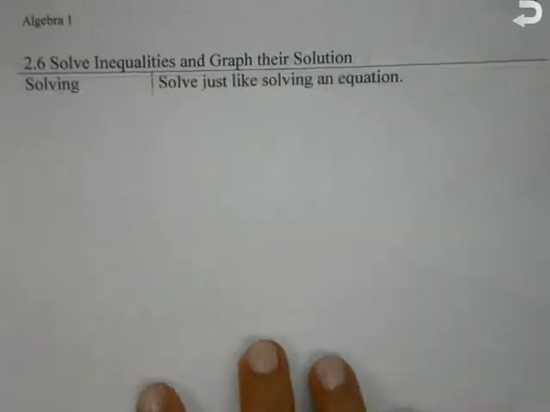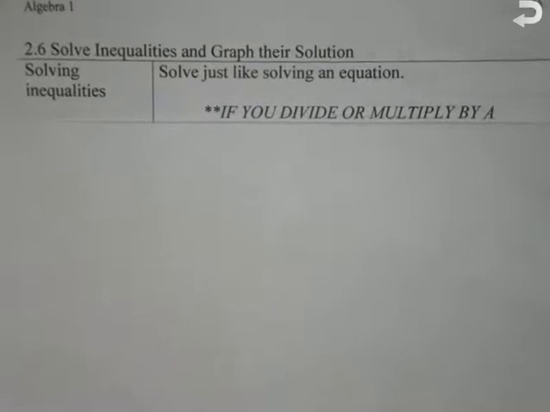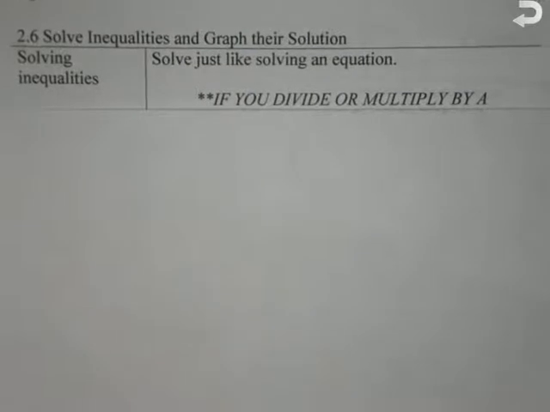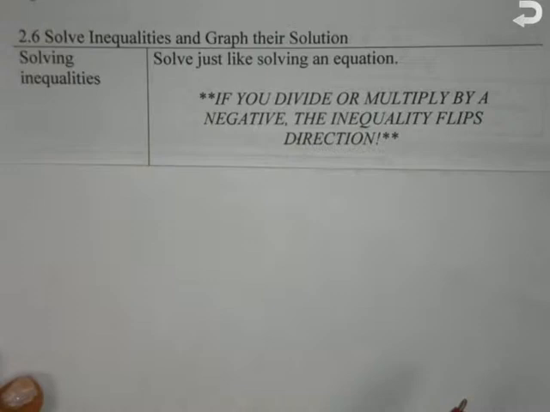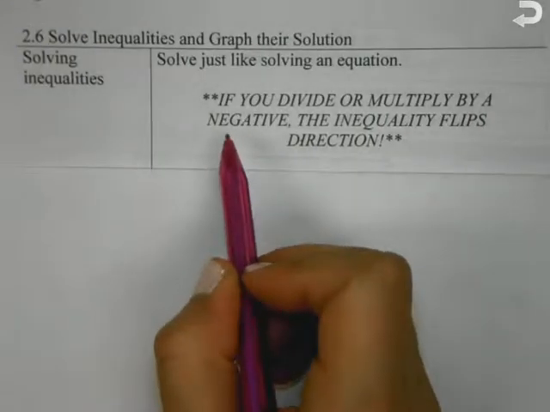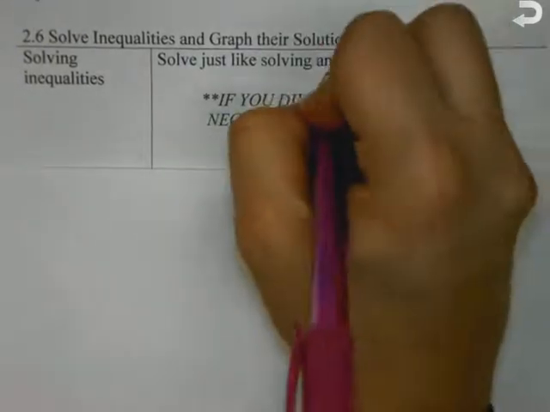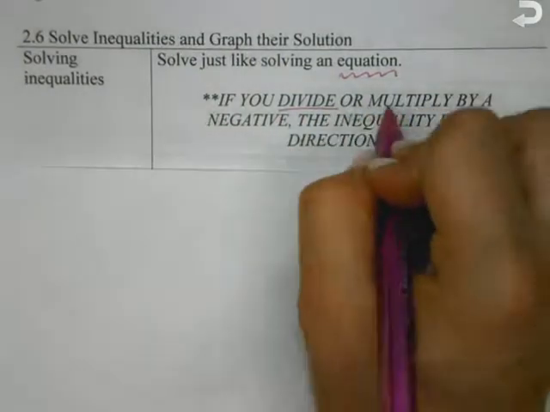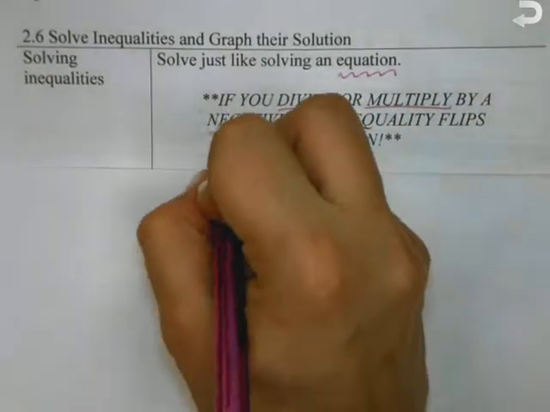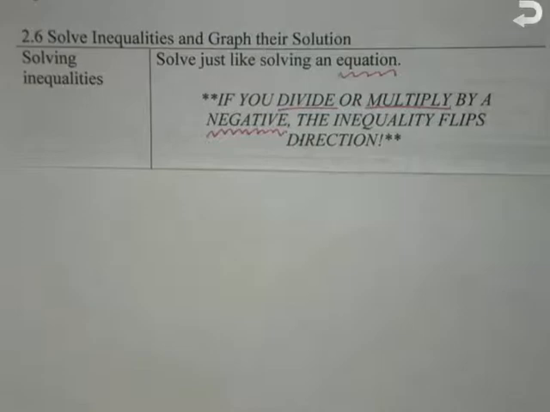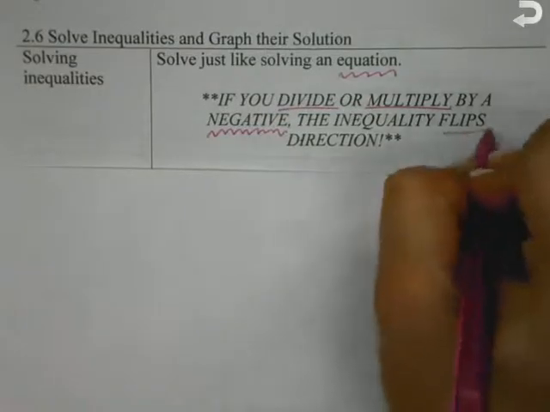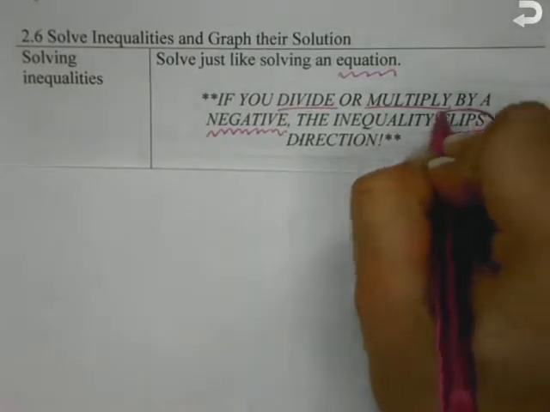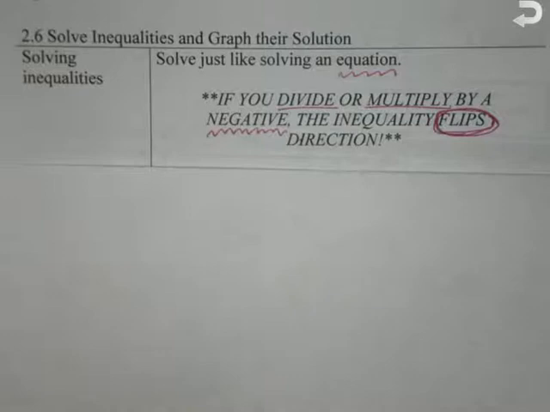Alright, so 2.6, we are solving inequalities and graphing their solution. So, how do I solve inequalities? You solve an inequality just like solving an equation. The only thing we have to remember is that if we divide or multiply by a negative, the inequality flips direction. This should just be a reminder for you, correct?